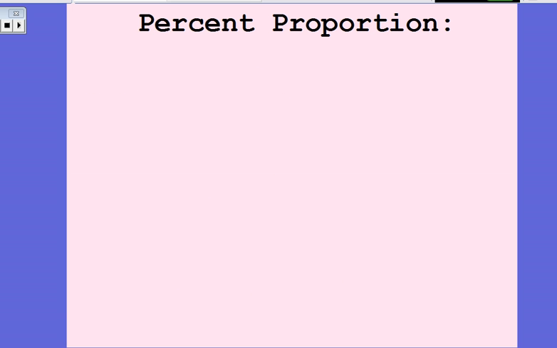Okay, so let's write down the percent proportion. It still looks like two fractions set equal to each other. The first one we just said is the percent over 100. So instead of the percent sign here, you would put in whatever number is the percent, and then that equals what we call is over of.